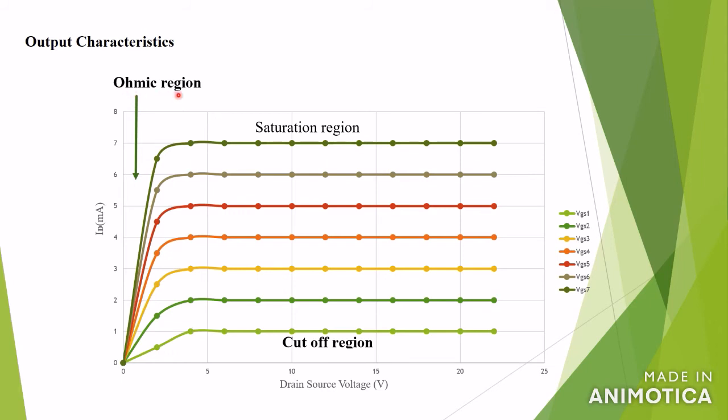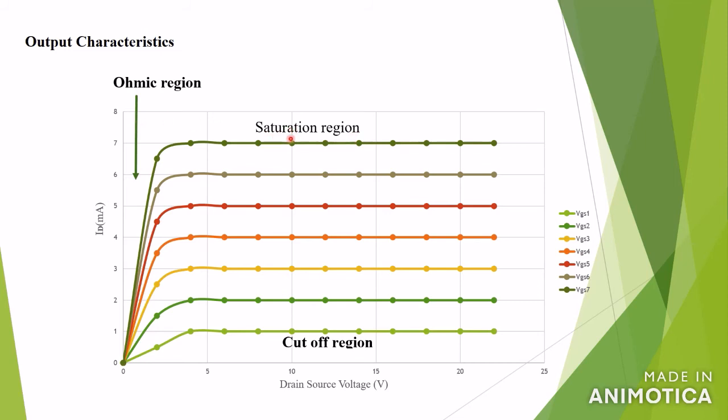The second region is the ohmic region. In this region, the drain current is linear in nature. Here the gate source voltage is more than the threshold value, and the MOSFET behaves like a variable resistor. This region is also called the linear region.